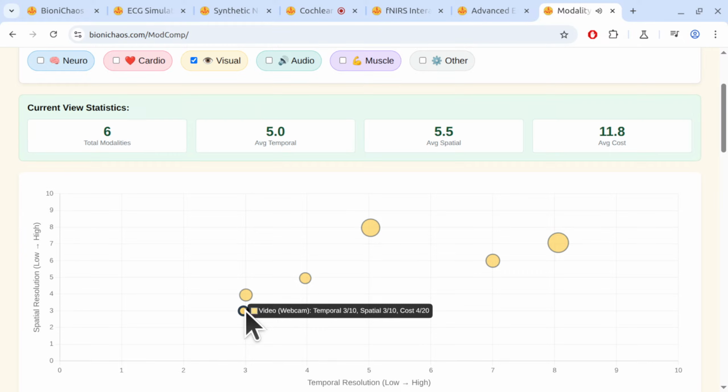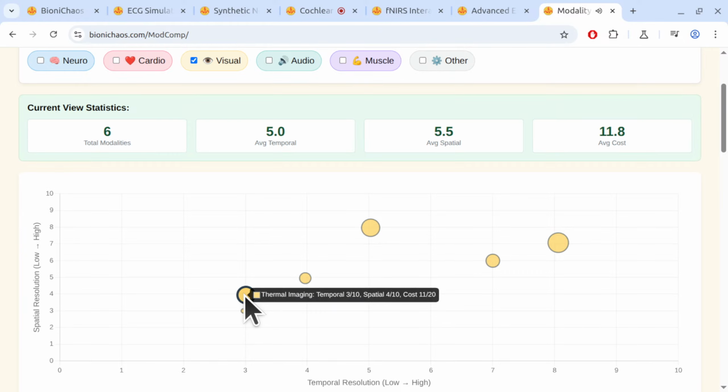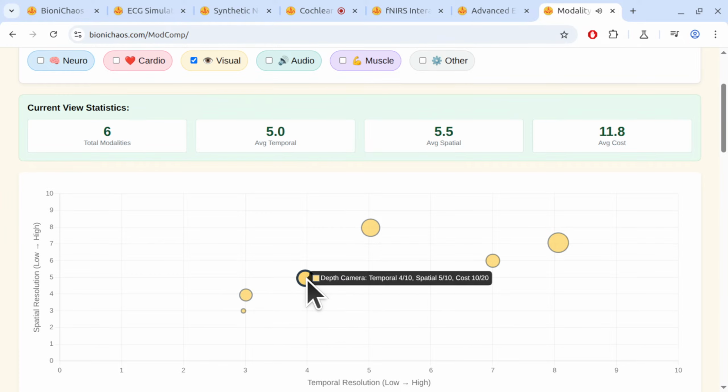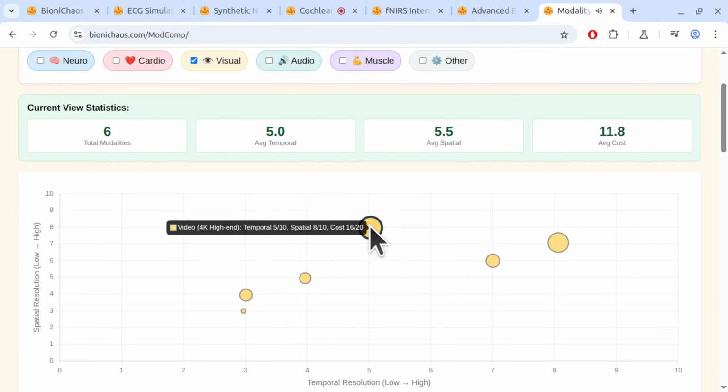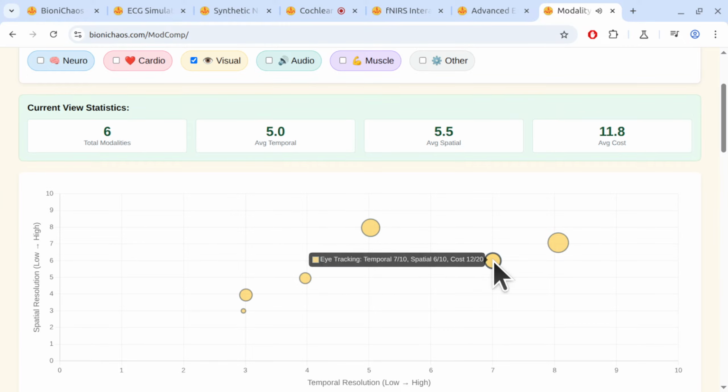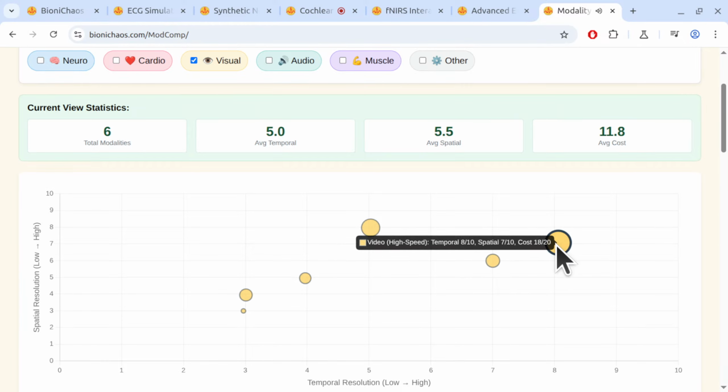Totally. Then you scale up. A nice 4K, high-end video camera. Now you're at 5 temporal, much better spatial at 8, but the cost jumps to 16. Used for proper motion capture, research. And for the real speed freaks, high-speed video. Oh, yeah. Capable of like 240, even 1,000 frames per second or more. Temporal shoots up to 8, spatial is decent at 7, cost is high at 18. This is for really detailed 3D tracking, VR, AR stuff, where you need to capture super fast movements.